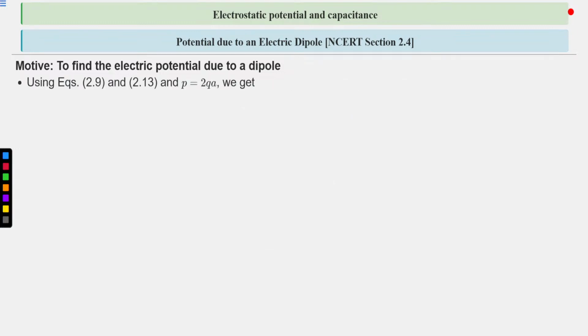So using equations 2.9 and 2.13, and we also know the dipole moment, that is Q into 2a, that is 2Qa. After putting the values of 1 by r1 and 1 by r2 in 2.9, we got Q by 4 pi epsilon naught times 2a cos theta by r square, and 2aQ is p. So the final result is p cos theta by 4 pi epsilon naught r square. This is the potential at point P due to the dipole.